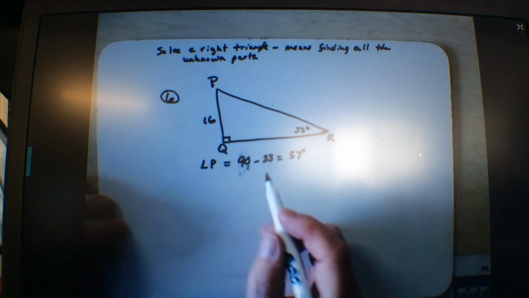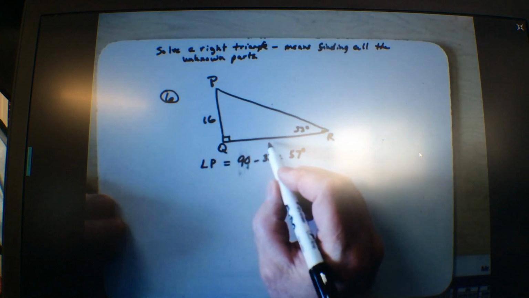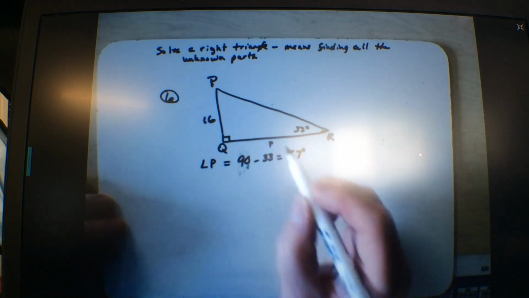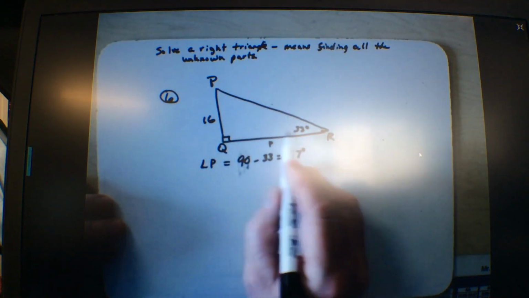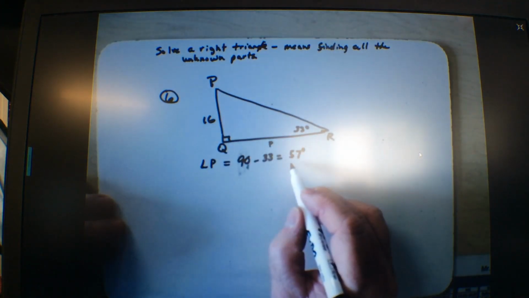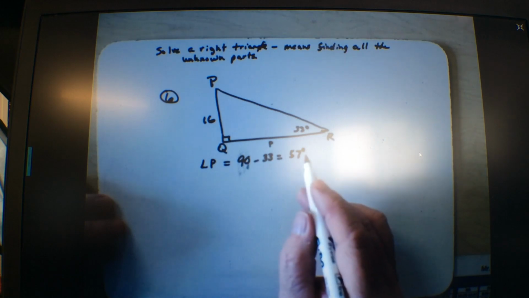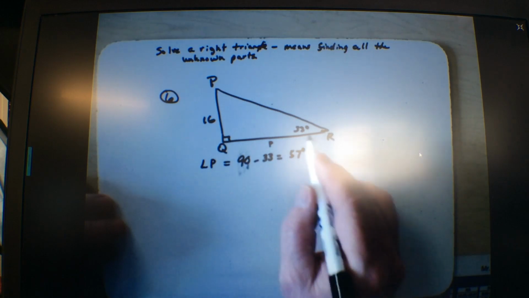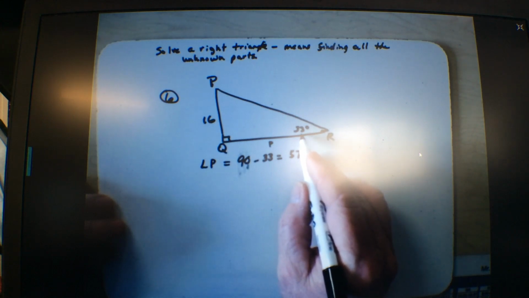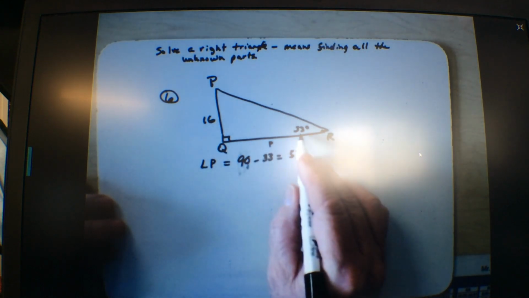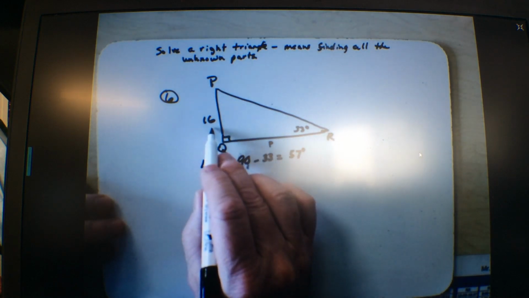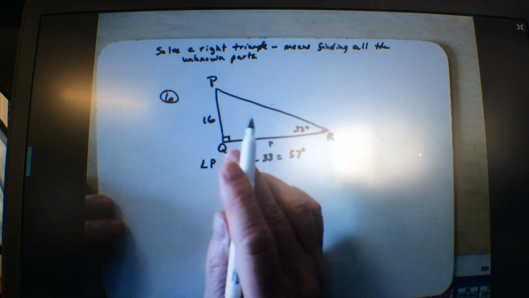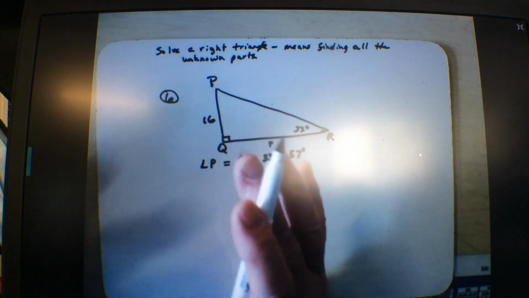Okay, so let's find this side first, which is little p, right? Because it's across from angle P, correct? I'm not going to use angle P because I found angle P and I don't know if it's right. Probably is because I have a calculator, it's simple subtraction. But I'm going to use this. So I go to 33 and look at P's relationship with 33. It's adjacent, and I have 16, which is opposite.